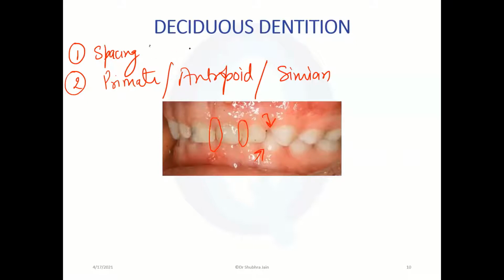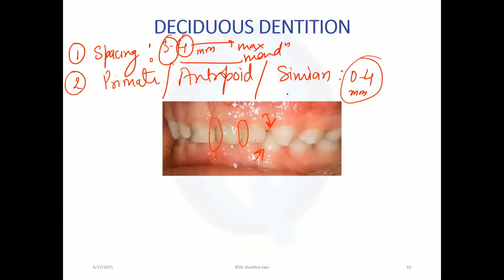So what is the magnitude of the generalized spacing? It is usually 0 to 4 mm. Sometimes it is more in the maxillary arch. Most commonly it is more in the maxillary arch, but there is a range of 0 to 4 mm.